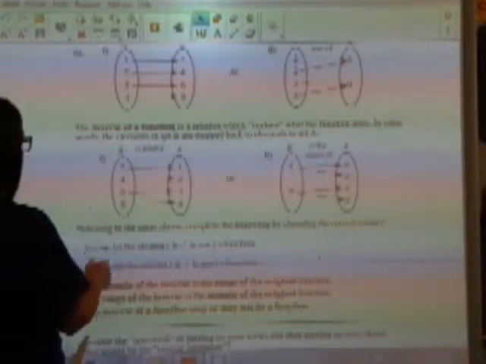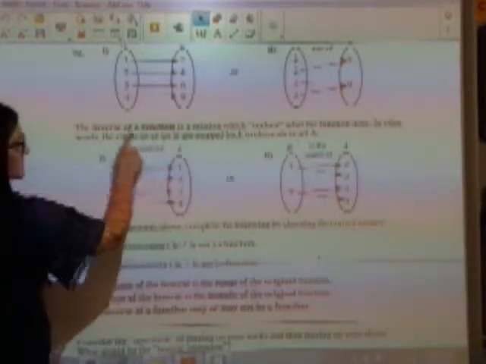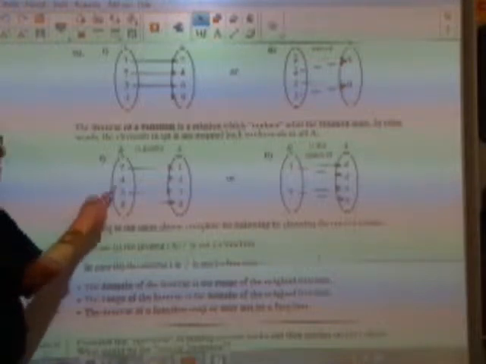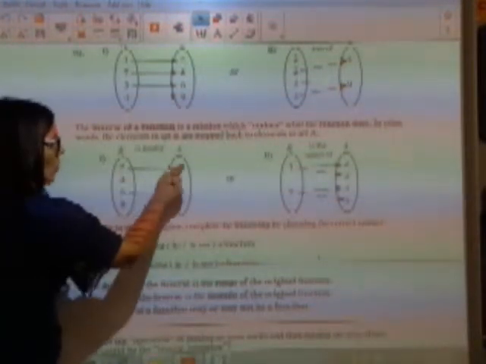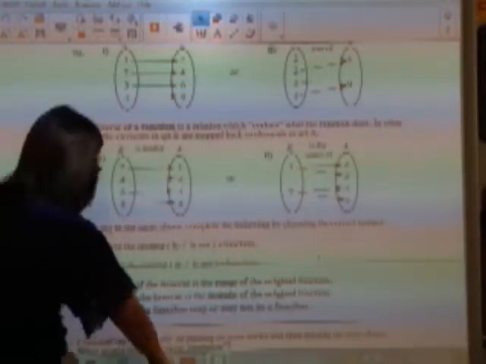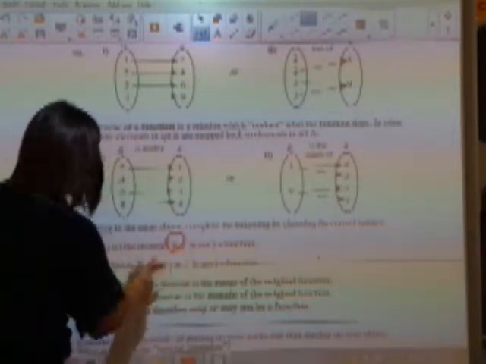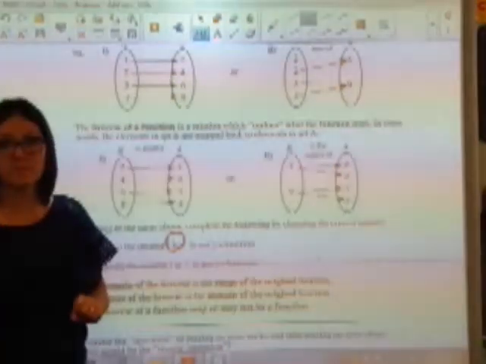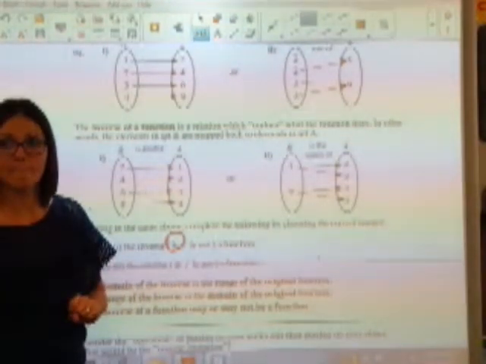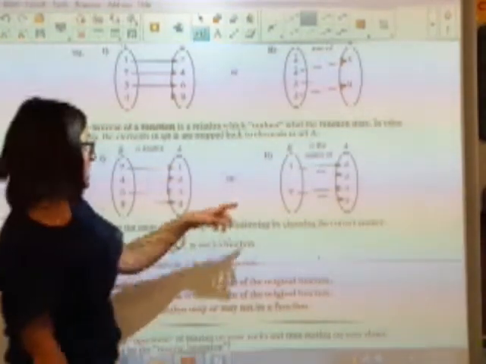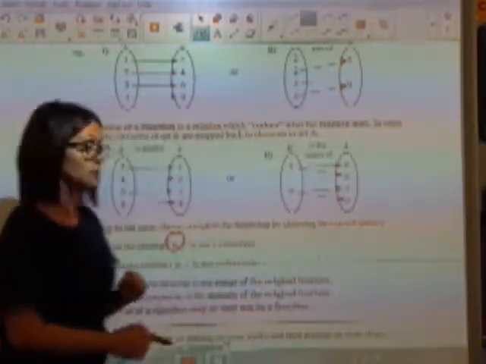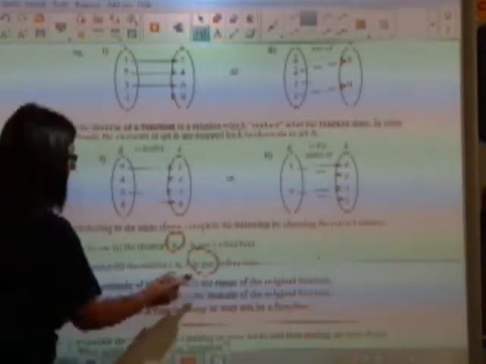Now if I look at the cases above, is this a function? Is this a map where this element goes to only 1? Yes. Is this a function? Why not? Because it goes to more than 1. The 4 could go to the negative 2 or the positive 2. So it is no longer a function.